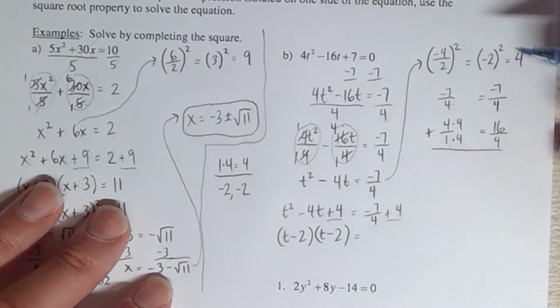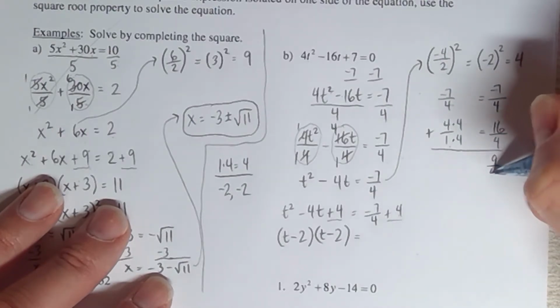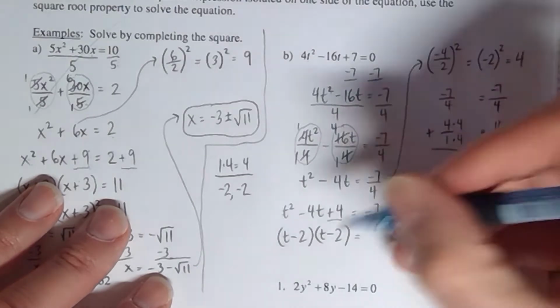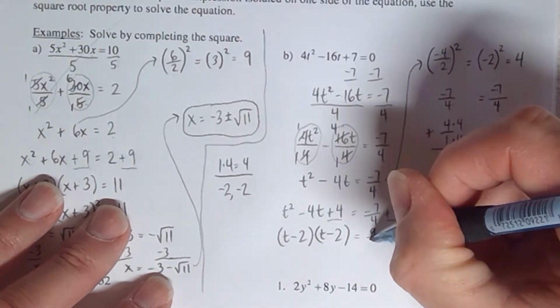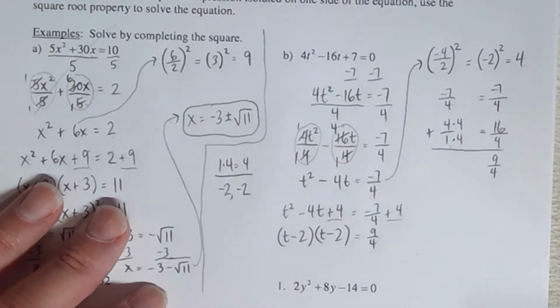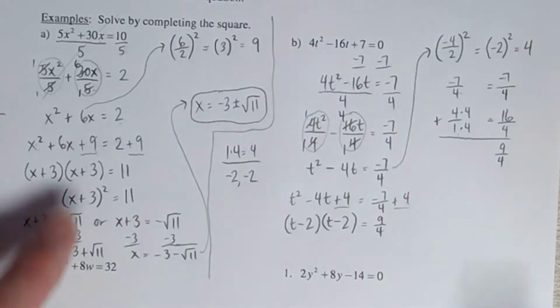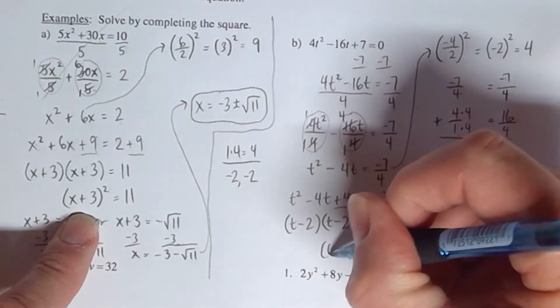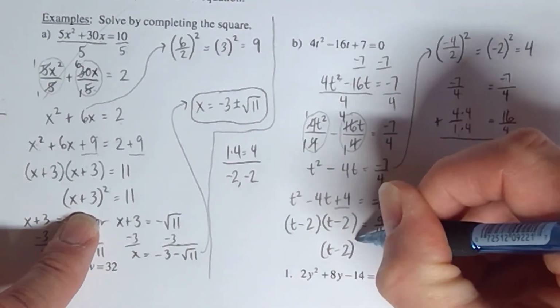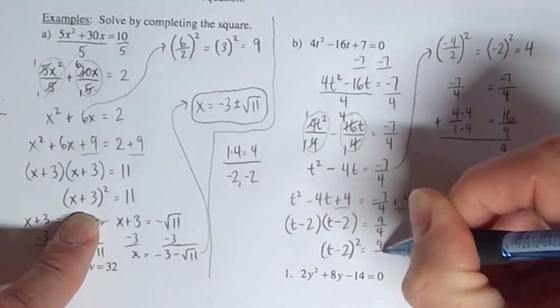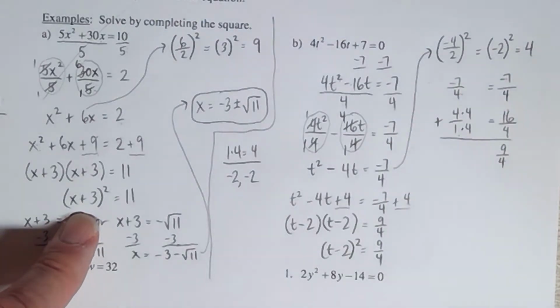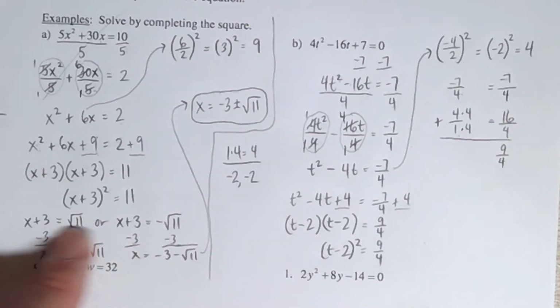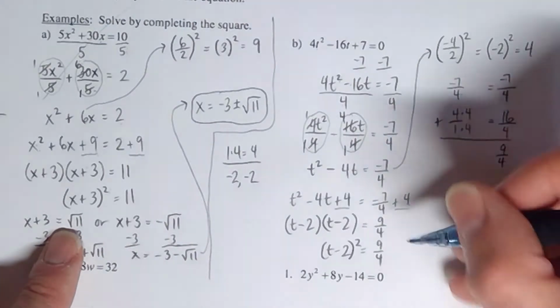So negative 7 plus 16 is 9. The denominator stays the same, as always, in that case. And so this is equal to 9/4. So now what do we do? Just like we did over here, when the two brackets are the same, we can then say bracket squared like this. The other side is still 9/4. And then on the next step, we do the completing the square.